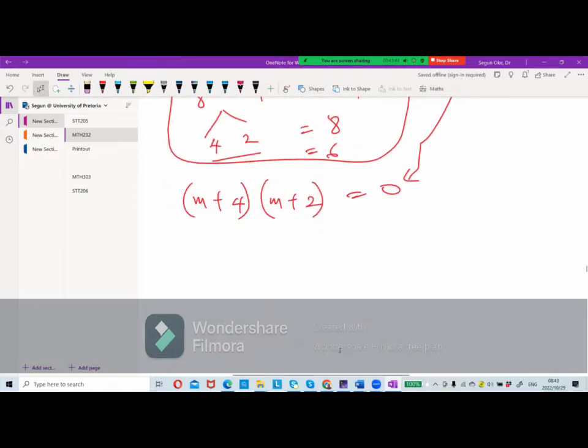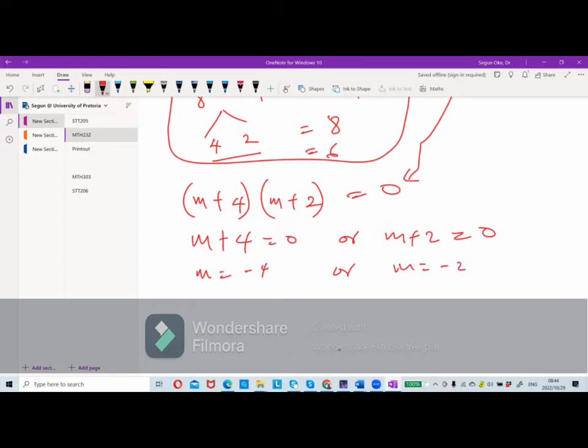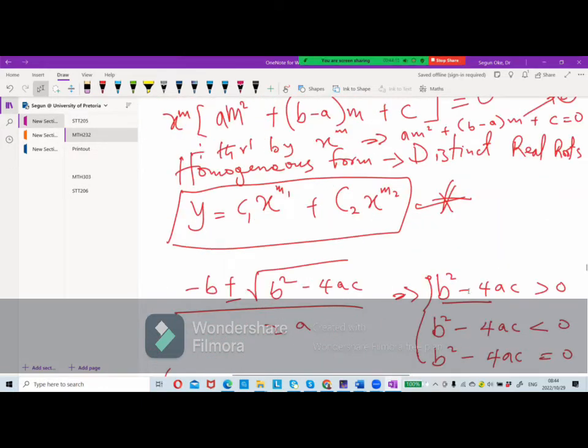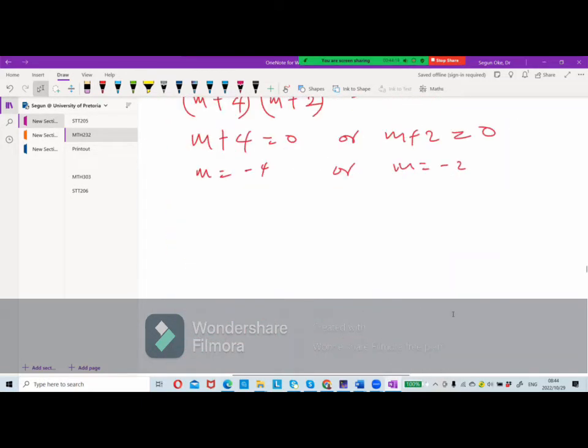So what is our m now? In this case, you have m plus 4 equals 0, or m plus 2 equals 0. So m equals minus 4, or m equals minus 2. Don't forget our real roots. Our distinct real roots then say what?